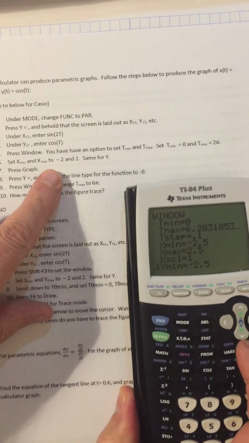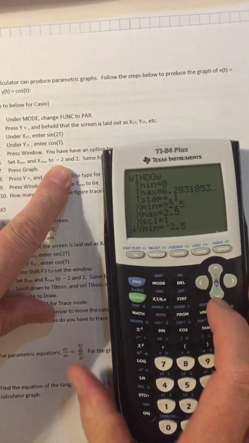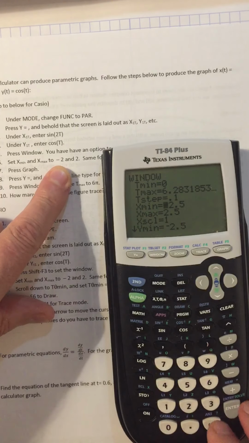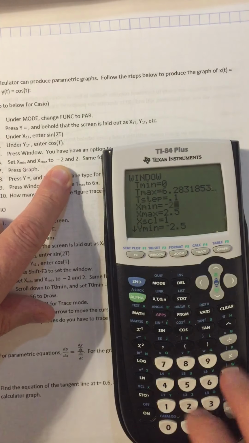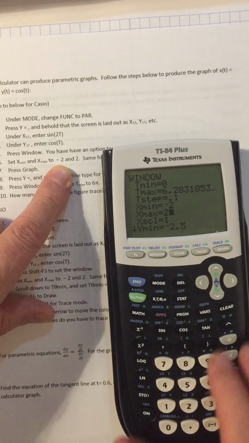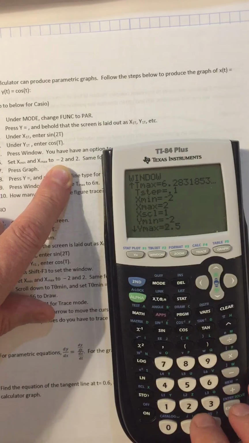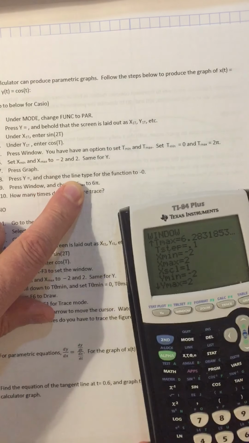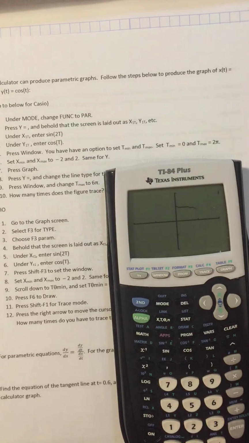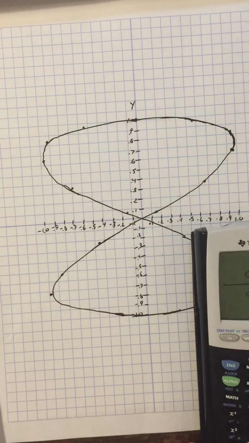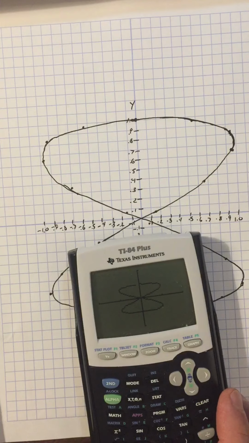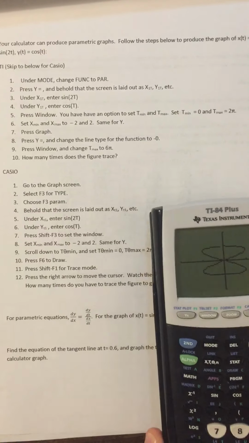All right, what else are we setting for window here? We want -2 to 2 for our x-min and x-max, so -2 to 2. Let's see, the scale is 1 is fine, and then -2 to 2. All right. Now we just graph it. Graph, there it is. Oh, isn't that lovely? It looks just like this graph. Yeah. It's a parametric graph.